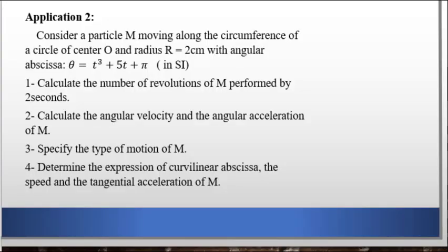In application 2, he said consider a particle m moving along a circumference of a circle of center O and radius 2 cm. I have to divide by 100. With angular abscissa theta equal t cube plus 5t plus pi in SI. Calculate the number of revolutions of m performed by 2 seconds. Okay, this is application 2, and I have to write the given here aside: the radius is 2 cm, which will be 0.02 meter, and theta is t cube plus 5t plus pi in SI.